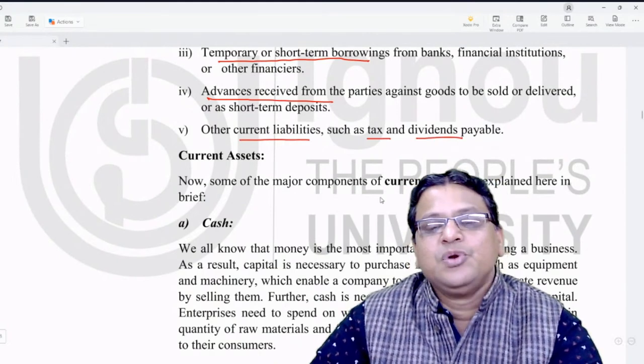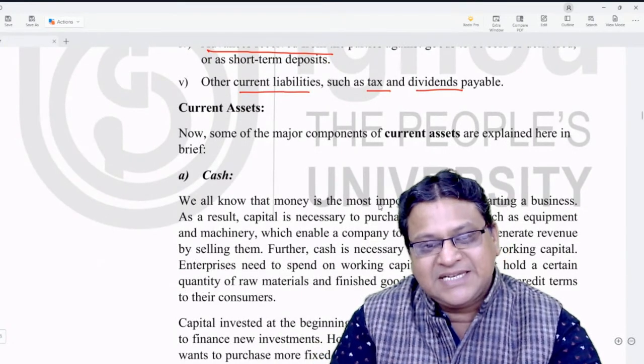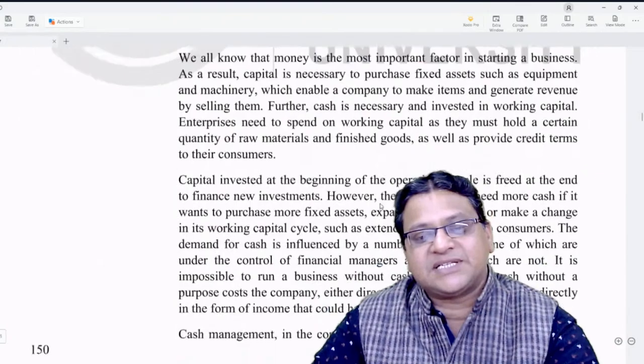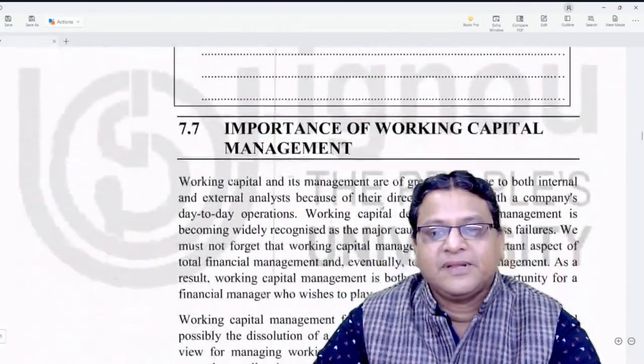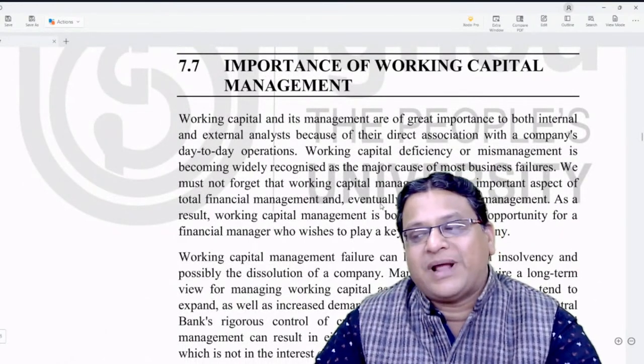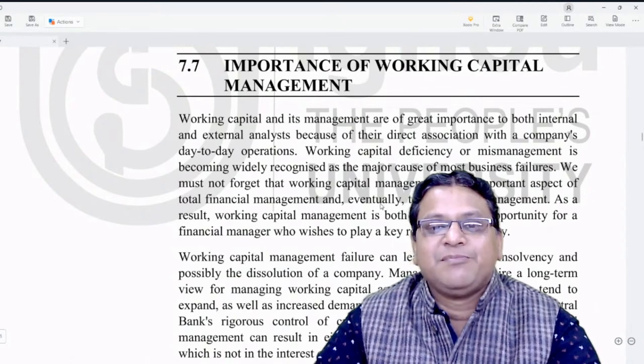So these are two important components of working capital: one is current assets, another is current liabilities. Next we will discuss the importance of working capital management. Why is working capital management important?